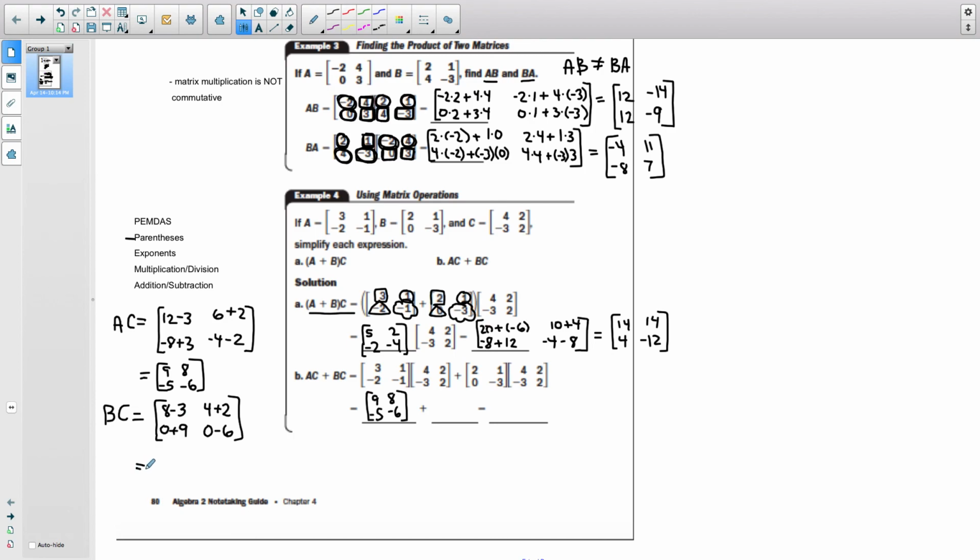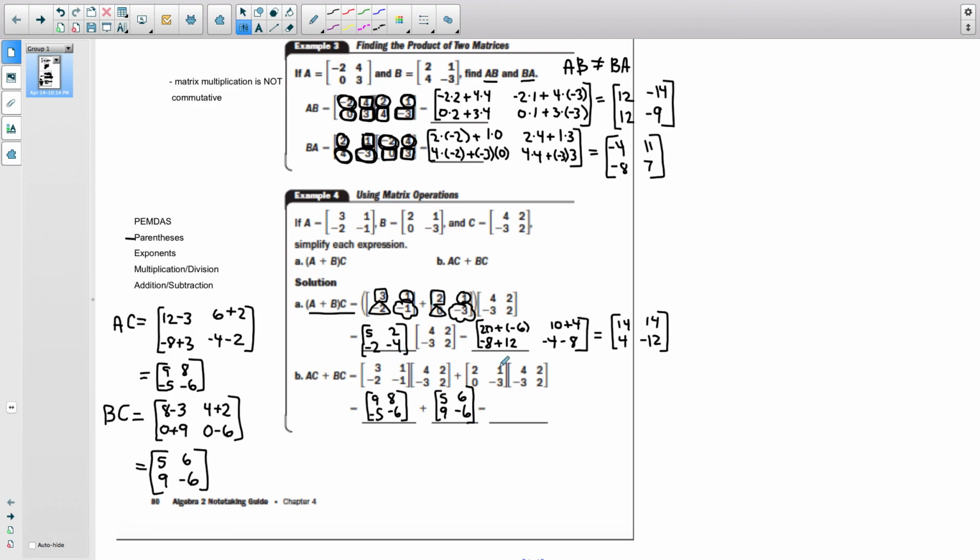Okay, and then I can simplify that. 8 minus 3 is positive 5. 4 and 2 is positive 6. 0 and 9 is positive 9. And then 0 and negative 6 is negative 6. All right, so I'm going to replace that there with 5, 6, 9, and negative 6.